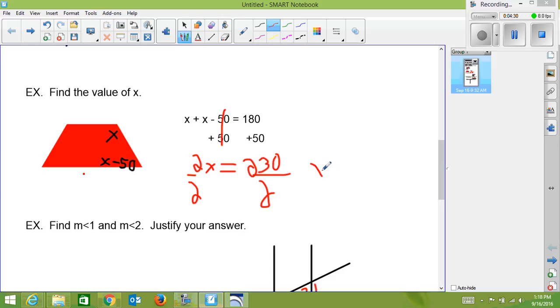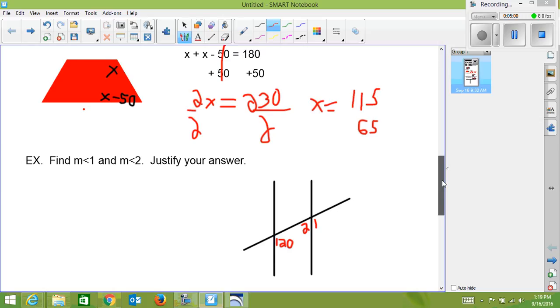So then my x equals 115. But that is not my answer. Oh yeah, find the value of x. So the other one would be x is 115, and then this x minus 50 would be 115 minus 50, which would be 65. And so you could check it by saying, is 115 plus 65 180? And yes, it is. So it does work. So there I'm using all those rules to be able to do that.